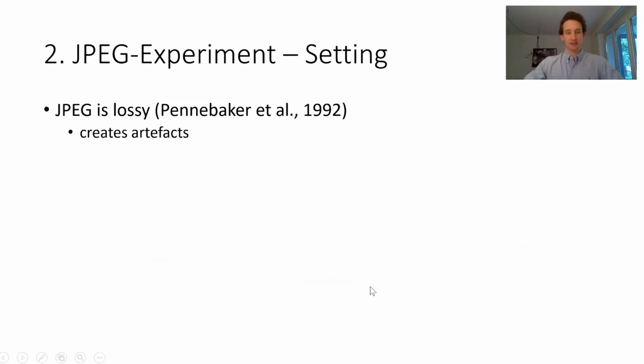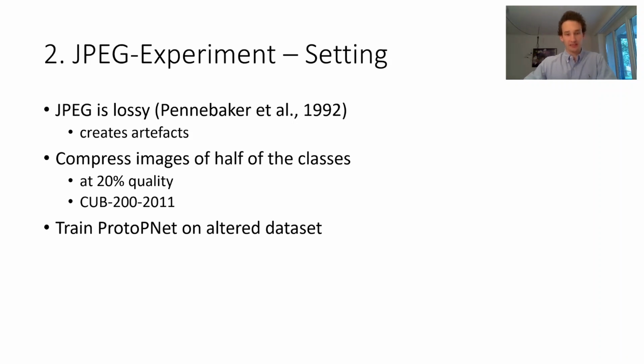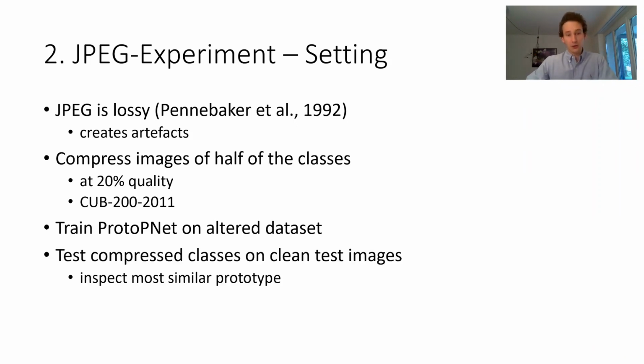The second experiment we did is the JPEG experiment. Some short background: JPEG is a lossy compression algorithm that introduces artifacts during compression. What we did is we took 50% of all the classes and compressed them down to 20% quality with JPEG compression. The other 50% of the classes were left untouched. We then trained ProtoPNet on this altered dataset. And then we used the test images of compressed classes, but we fed through the clean images, the ones that were not compressed. Now, if you did not understand what I tried to say here, it can be visualized in our result here.